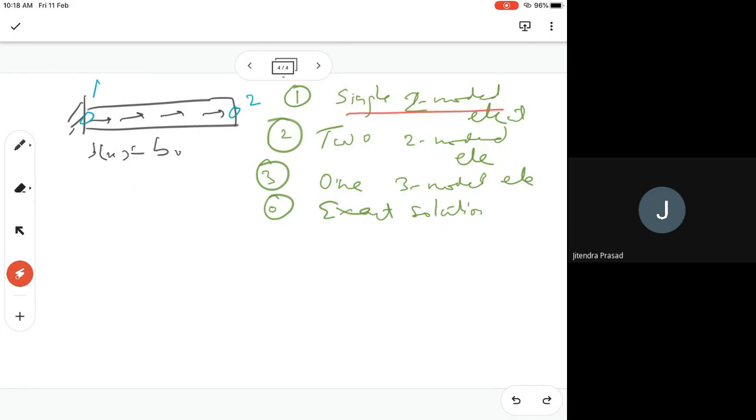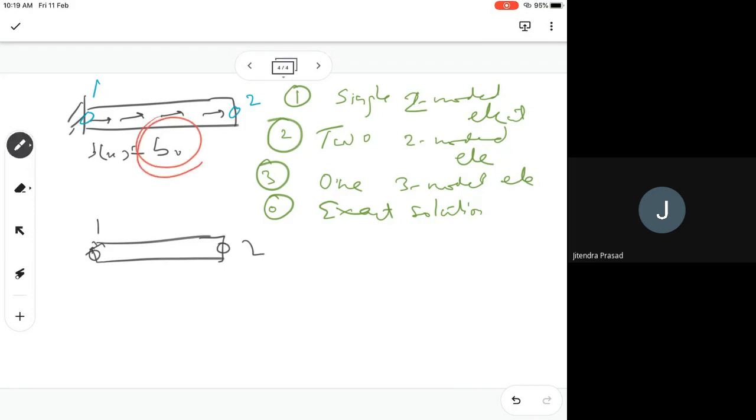Now, single two noded element, so we have this situation, and we have node number 1, node number 2. Because b naught is there, any problem you start with the weak formulation. After some time you will know where you need to go to weak formulation. So our equation right now is as follows.